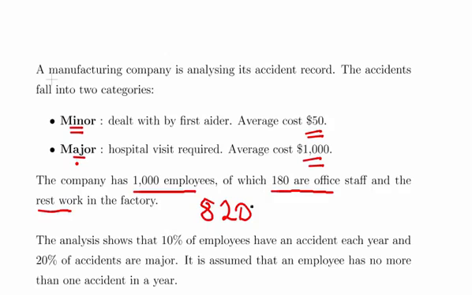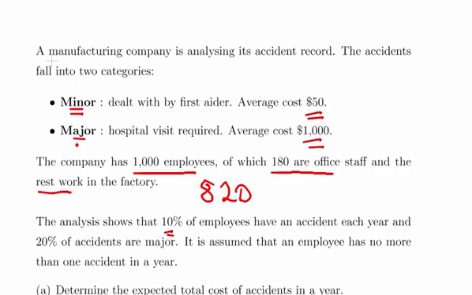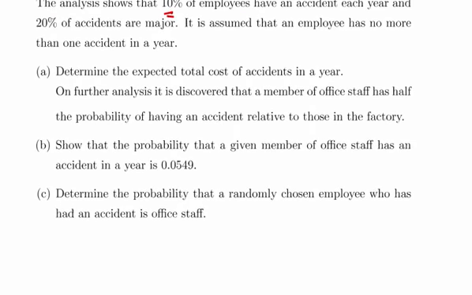Now, the analysis shows that 10% of employees have an accident each year, okay, and 20% of these accidents are major. So it's assumed that an employee has no more than one accident a year, just for the sake of simplicity, making this question tractable. So determine the expected total cost of accidents in a year.